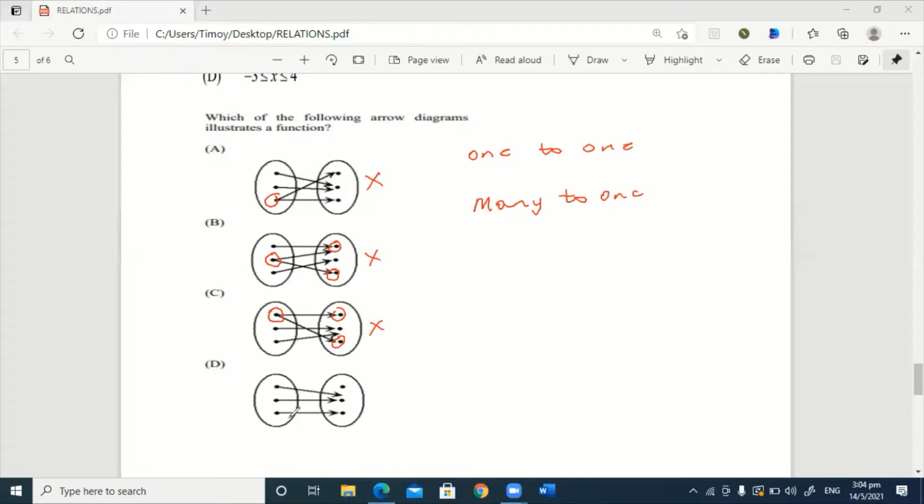Now, when you look at the last option, you see that this point is mapped onto only one point here. You see that a different point over here is mapped onto one point over here. And you see another point up here is mapped onto the same point here. So what do you see? You see many to one. So therefore, many to one is a function. So our answer here is going to be D.